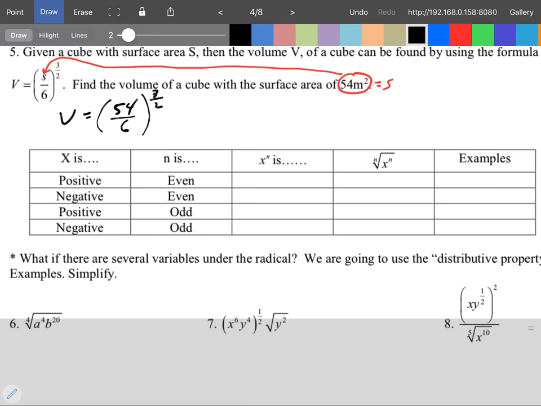All right, well, 54 divided by 6, you can actually do that. That's 9, okay? So 54 divided by 6 is 9. So really this is just 9 to the 3 over 2 power.